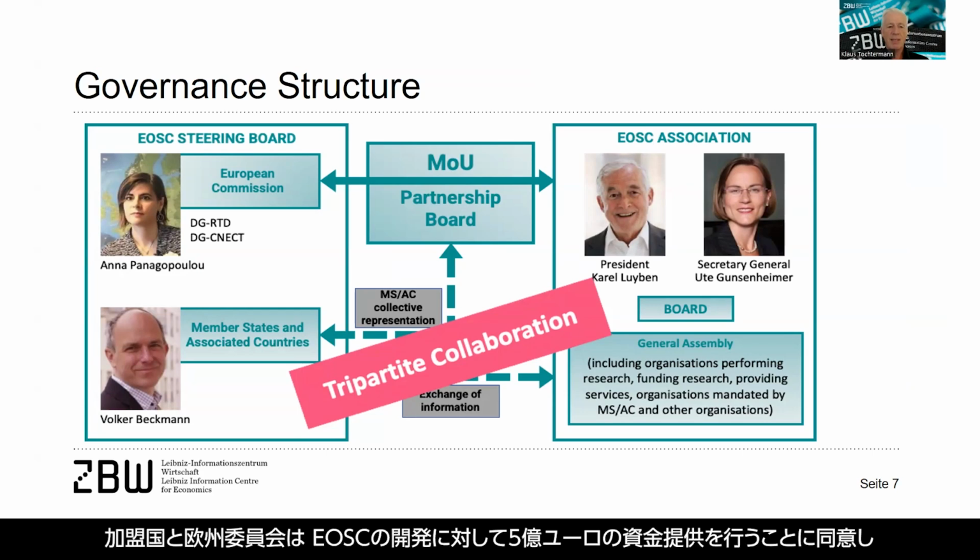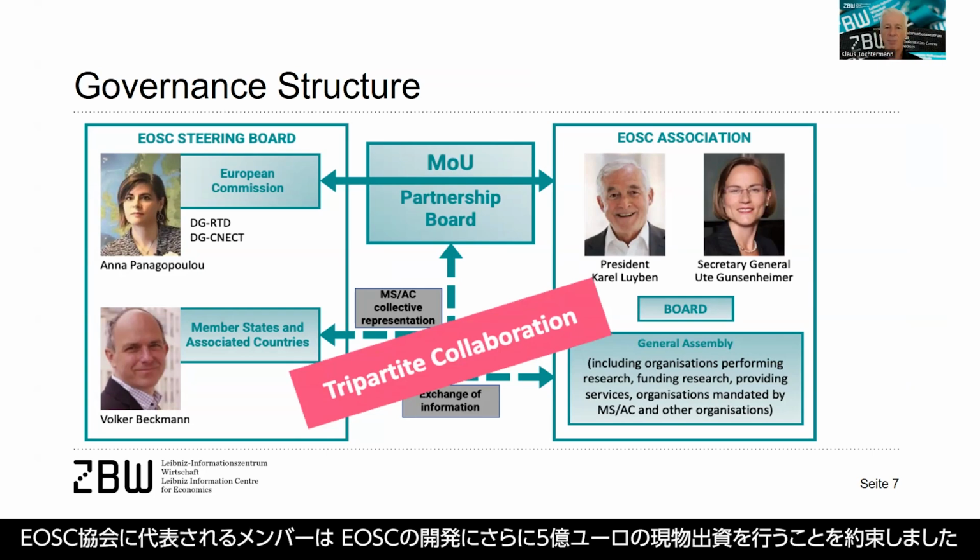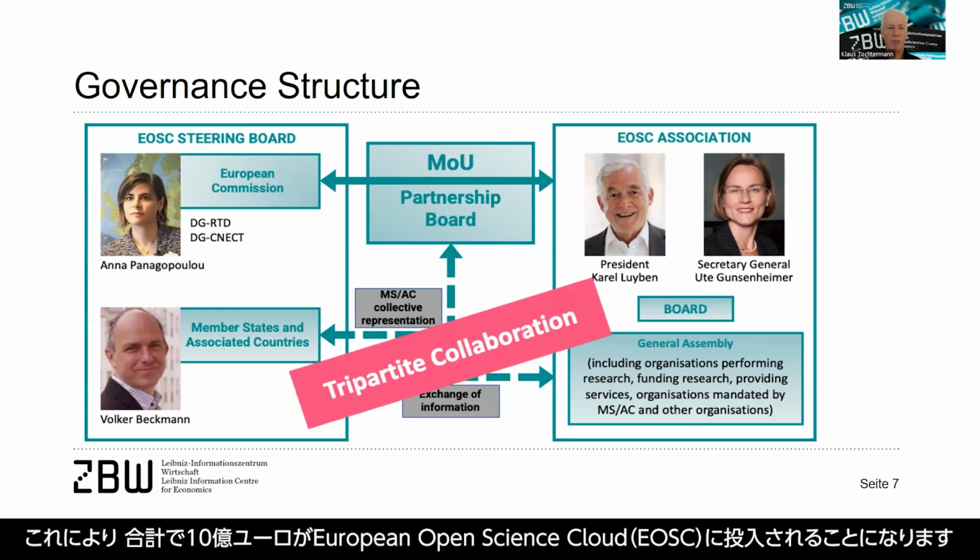The member states and the Commission agreed to provide 500 million euros to the development of the EOSC, and the members, represented by the EOSC Association, committed themselves to provide another 500 million euros as in-kind contribution to the development of EOSC, which in the end sums up to 1 billion euros to develop the European Open Science Cloud.